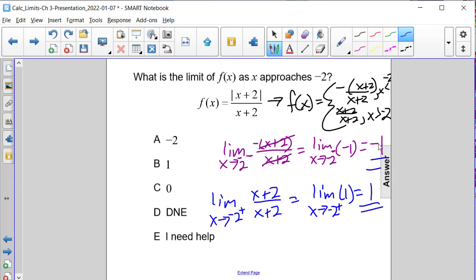Do these values match? No, they do not. Therefore, the limit of f of x as x approaches -2 does not exist, or answer choice D.